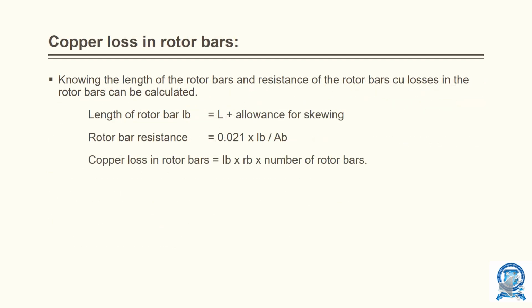Copper loss in rotor bars. Knowing the length of rotor bar and resistance of rotor bar, copper loss in rotor bars can be calculated. Length of rotor bar lb is equal to L plus allowance for skewing. Rotor bar resistance is equal to 0.021 times the bar length divided by the bar cross-sectional area. Copper loss in rotor bars is equal to IB squared into RB into number of rotor bars.